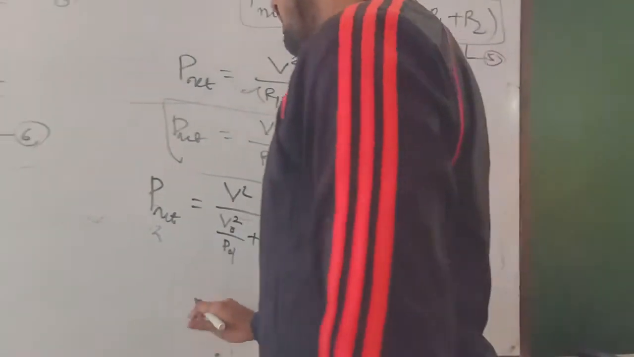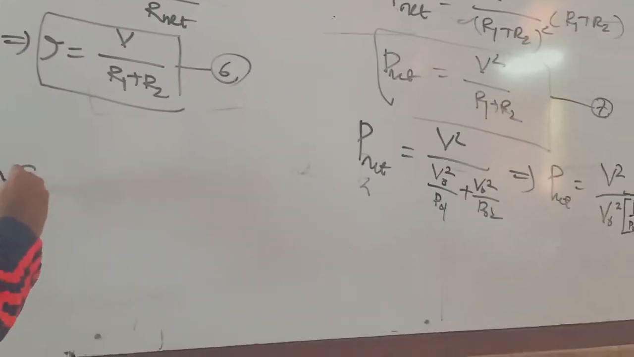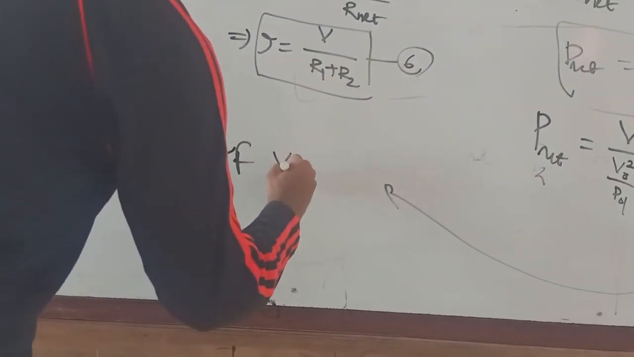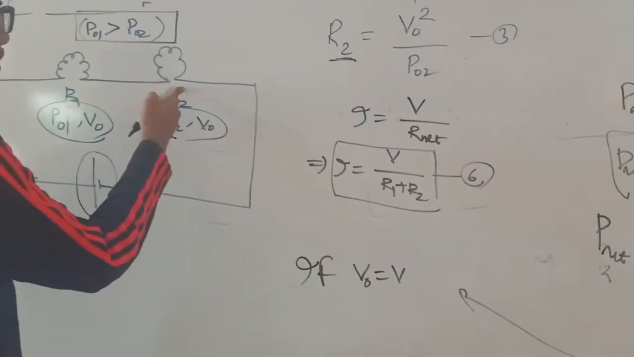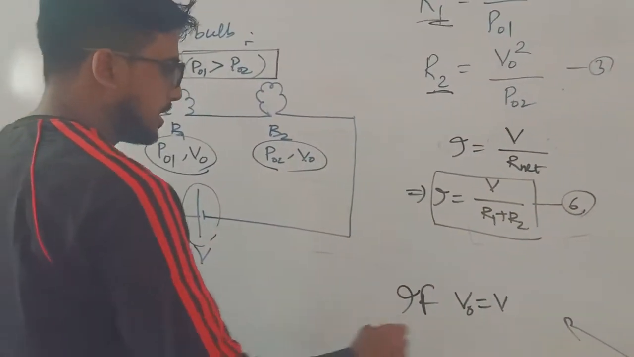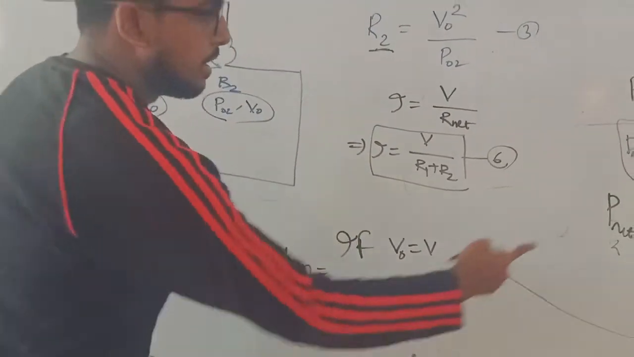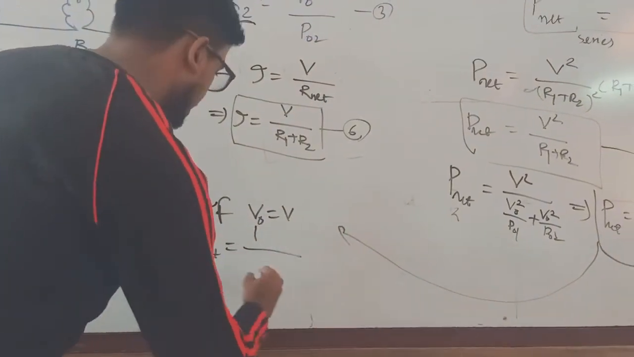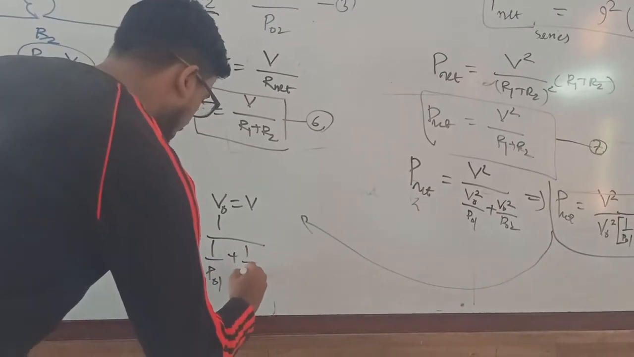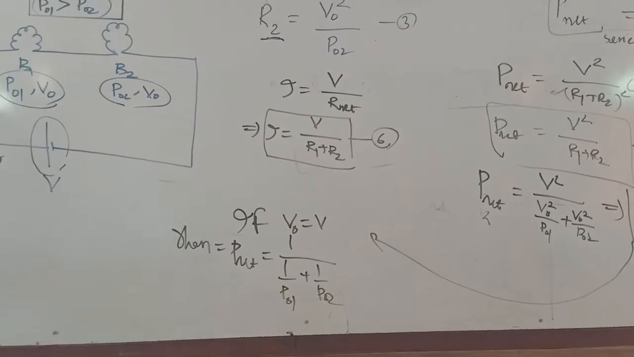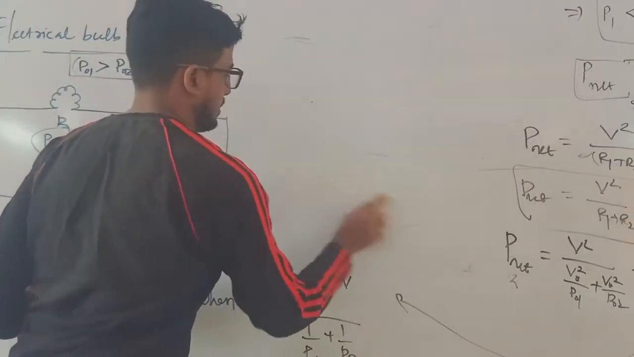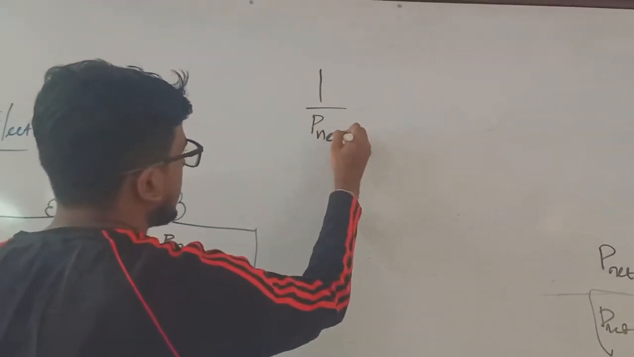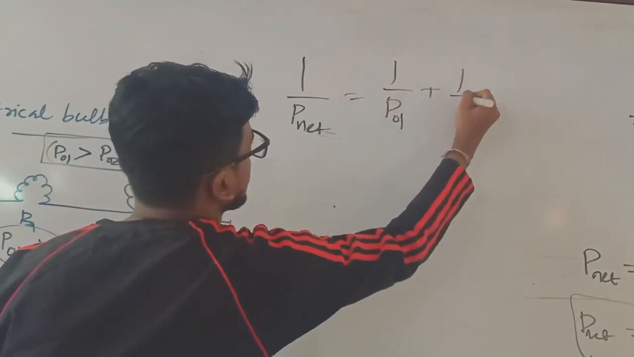By rearranging this, we can calculate that if V naught equal to V, that means the power rating of the ball is equal to the power supply across the circuit, then P net equal to how much? 1 by P naught 1 plus 1 by P naught 2, or we can write 1 by P net equal to 1 by P naught 1 plus 1 by P naught 2.